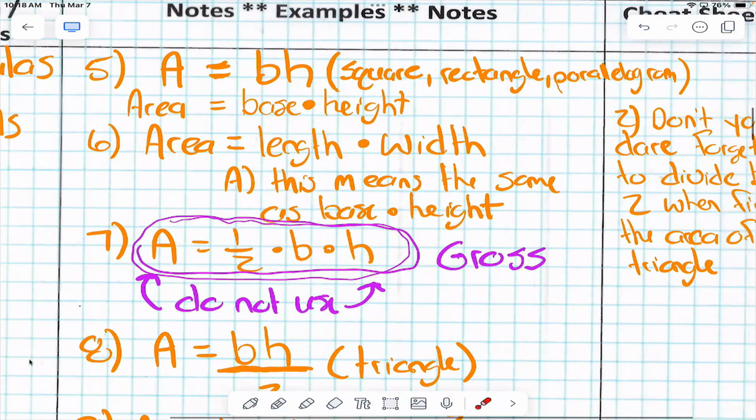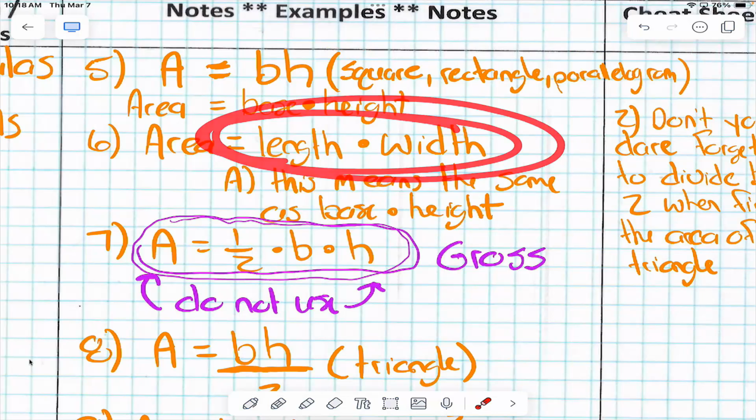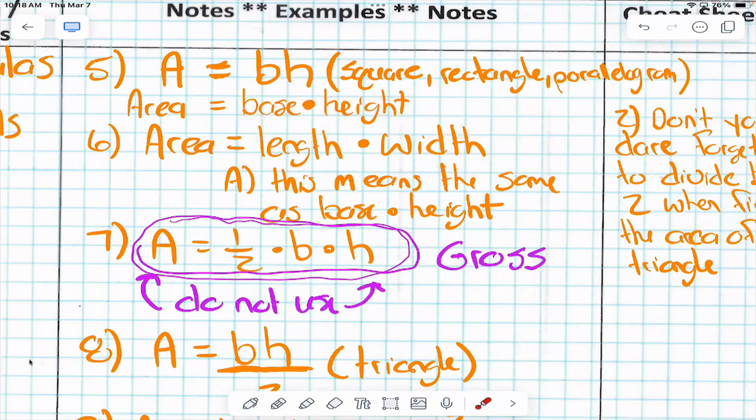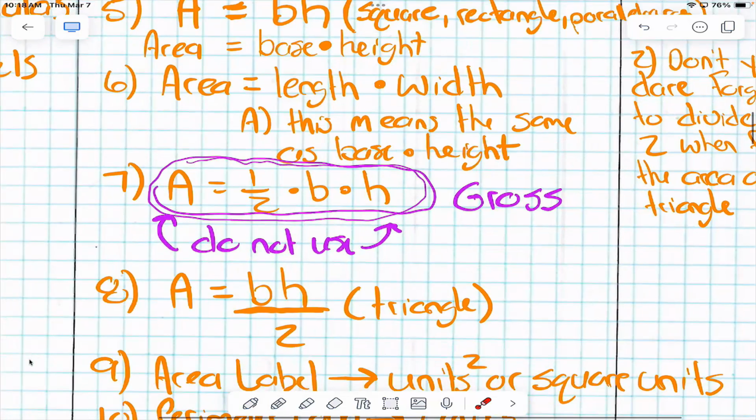But only when you're talking about these shapes. What are those three shapes we're talking about? Square, rectangle, and parallelogram. So the area of a square, rectangle, and a parallelogram is base times height. Sometimes people call the base and the height the what? Length and width. Do they mean the same thing? Yes.